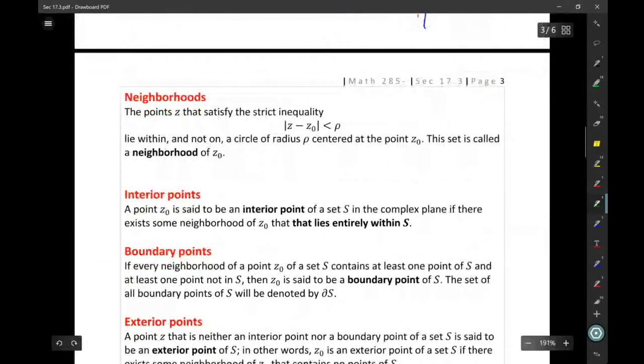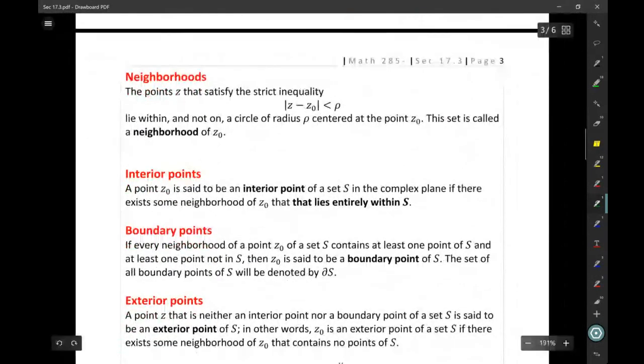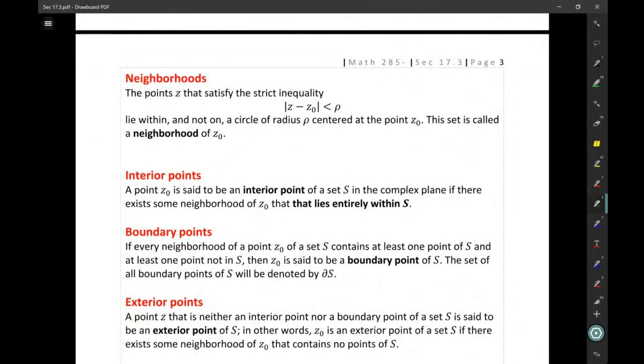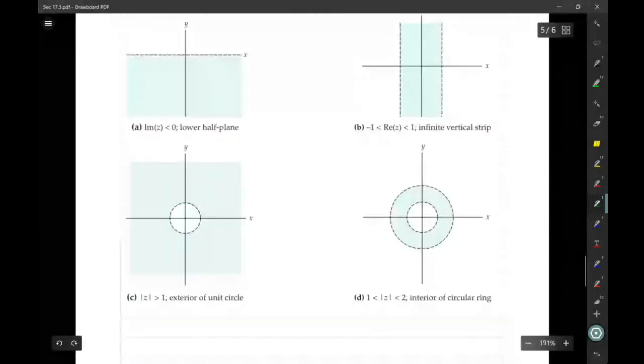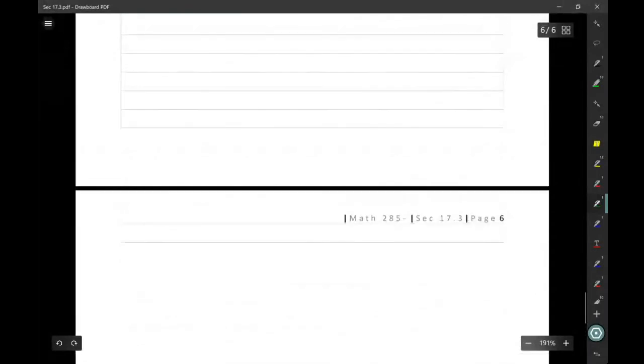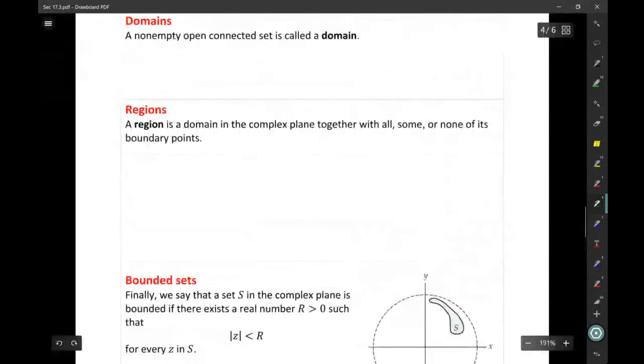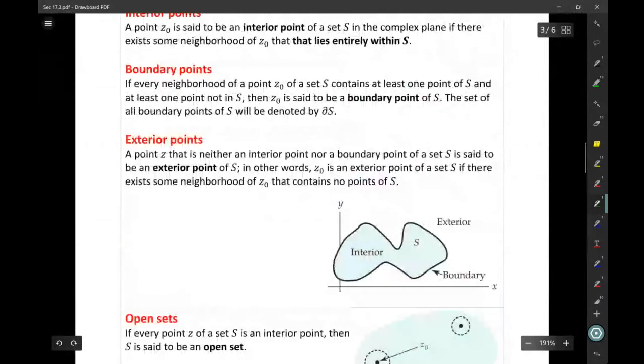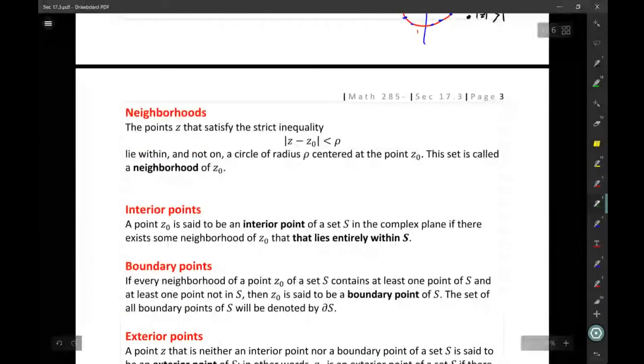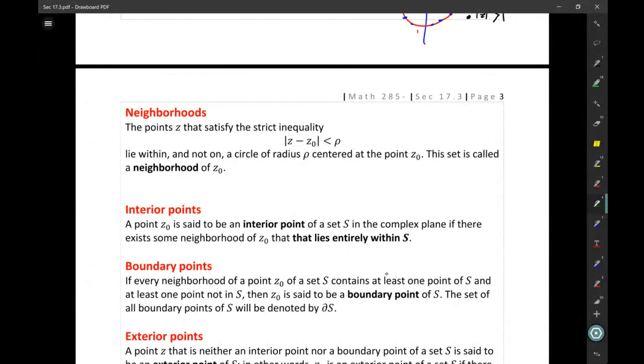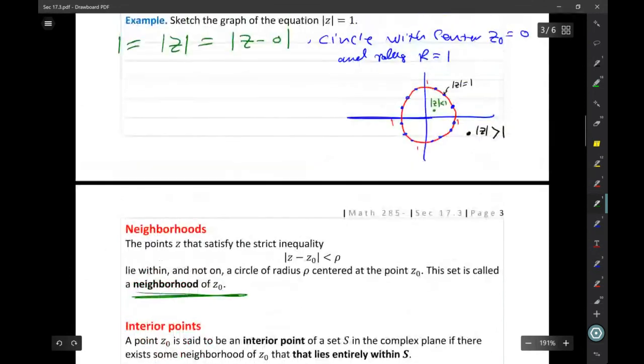Okay, let's talk now about the neighborhood, because we have to finish this section. This is just definitions, nothing else. Let's move on. Look at the neighborhood. The points z that satisfy the strict inequality modulus z minus z naught less than rho lie within and not on the circle of radius rho centered at the point z naught. This set is called a neighborhood of z naught.